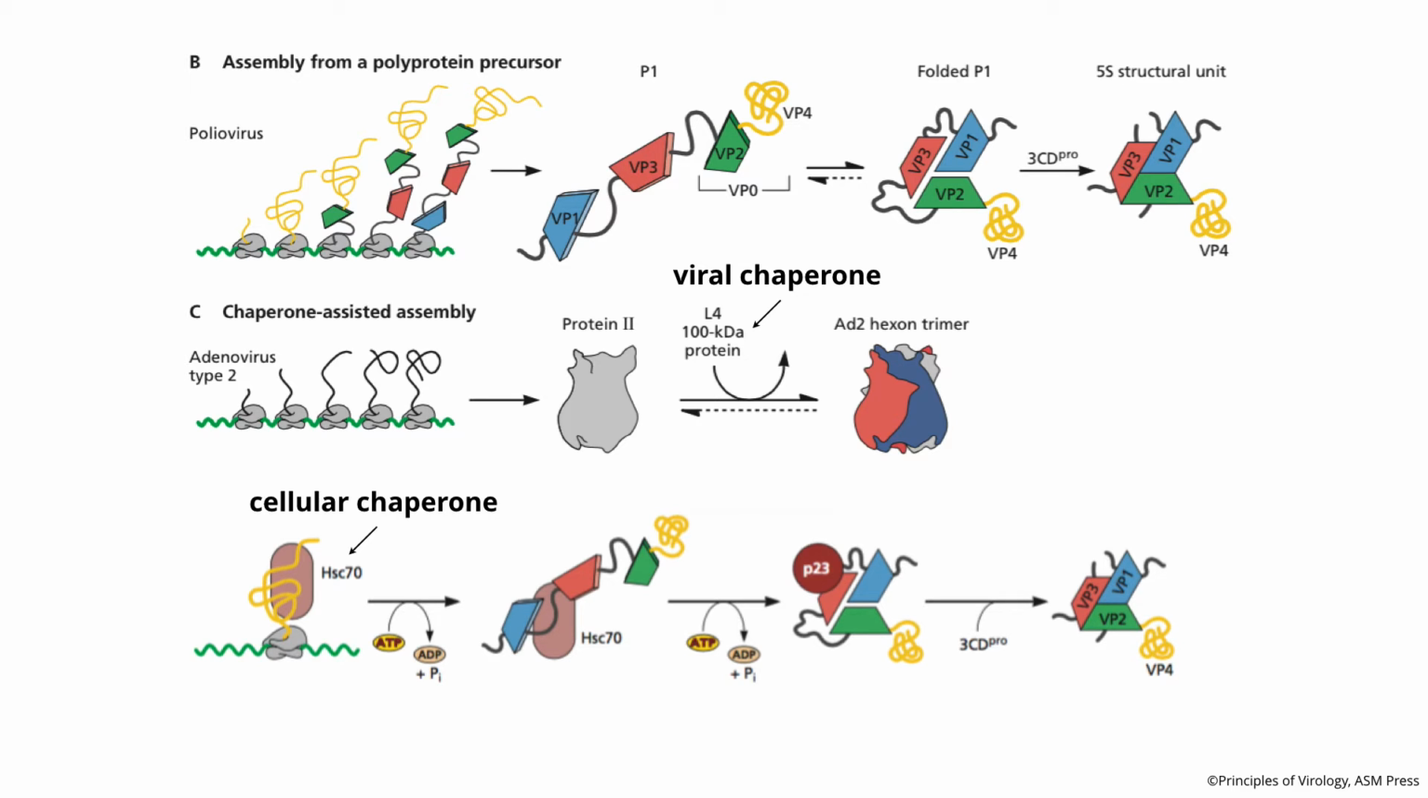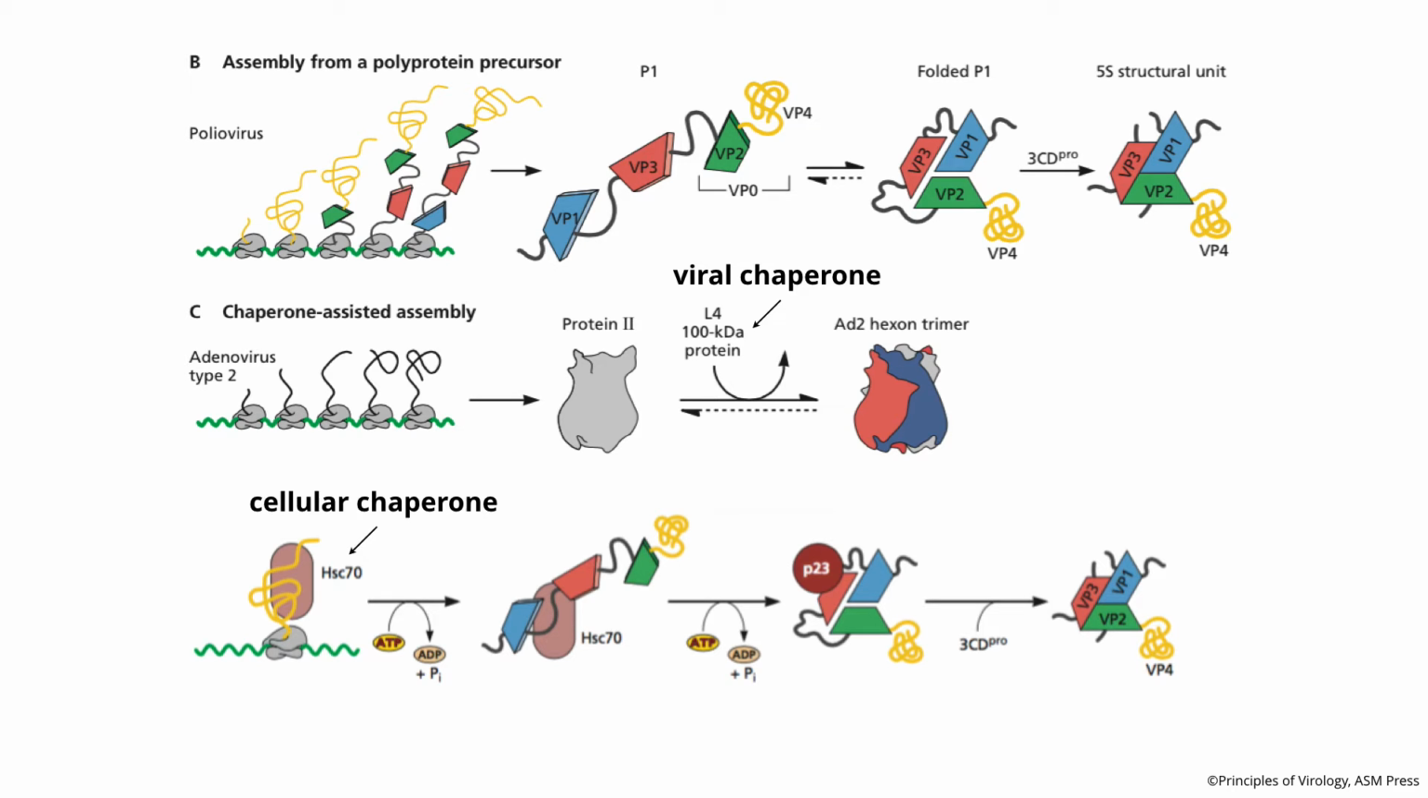All right, so far we have assembly from individual proteins. We saw two examples of that. We have assembly from a polyprotein precursor. And again, these are examples. There are many other viruses that do similar things. The last example is chaperone-assisted assembly.